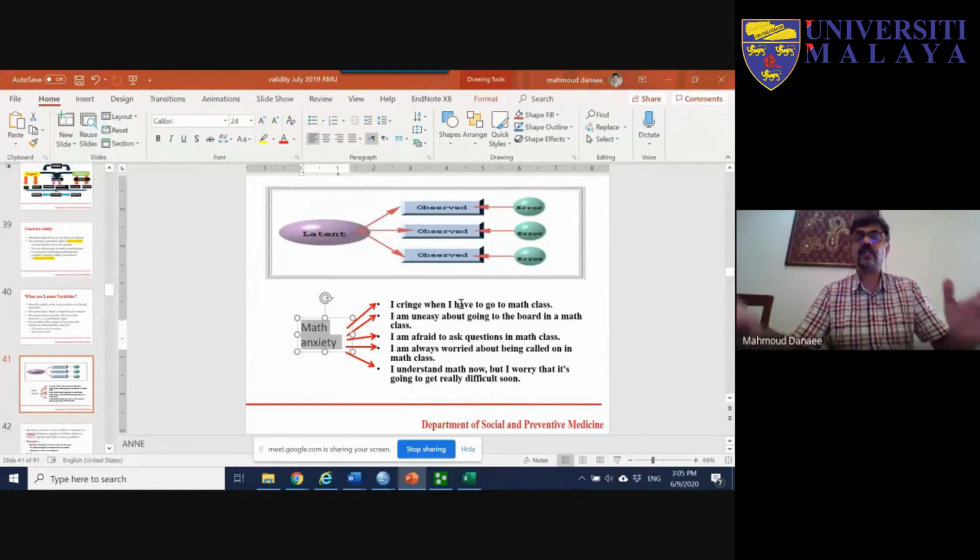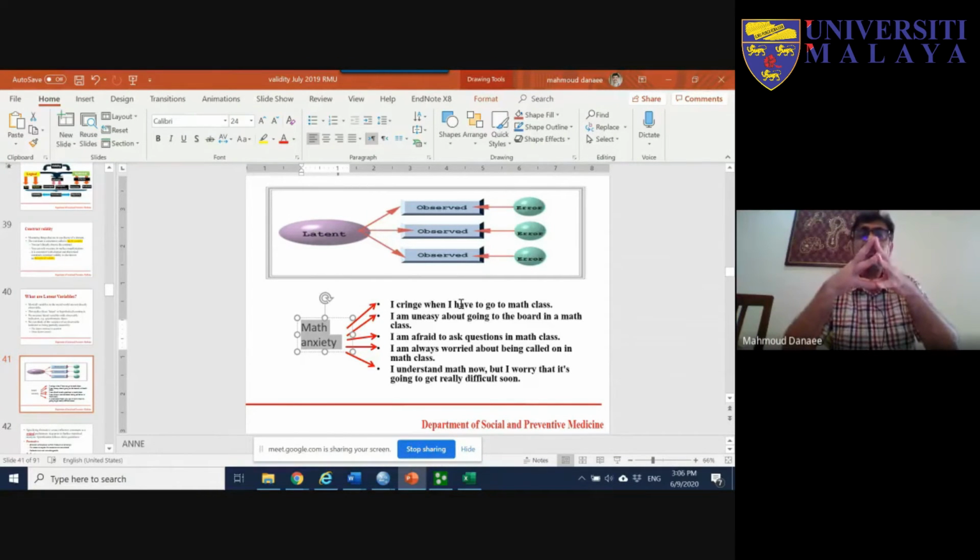That is why you need to understand, you need to be able to calculate the amount of that bias. If any item has more bias, that should be deleted from the construct. Am I right?